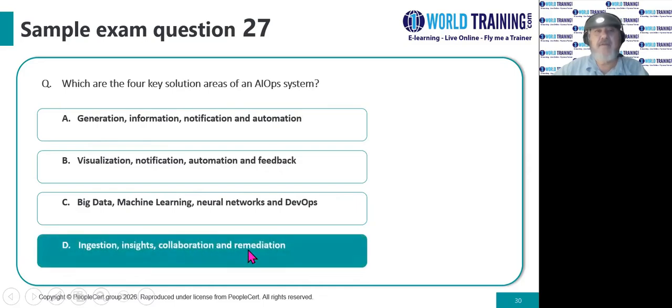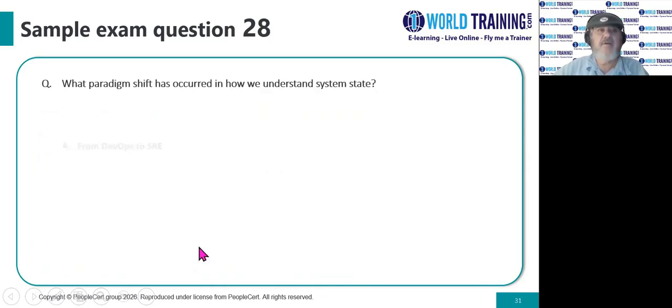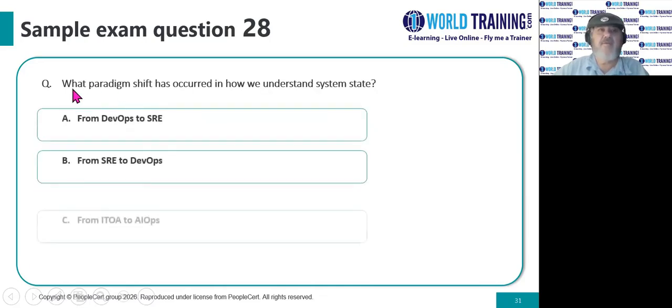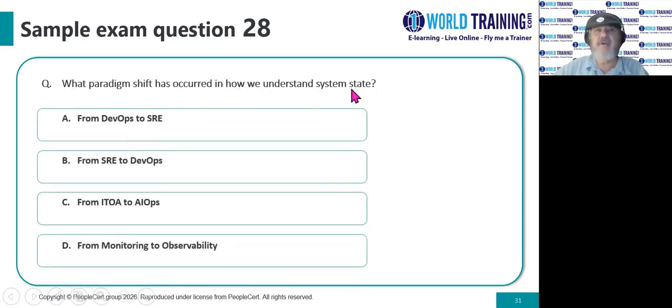Maybe B, yeah. I think B is better than B. Okay. Question 28, what paradigm shift has occurred in how we understand system state?